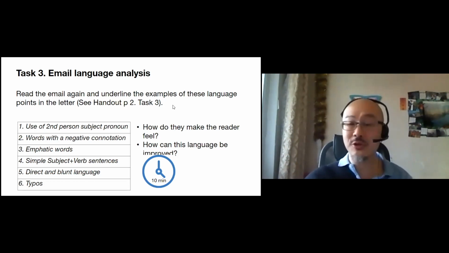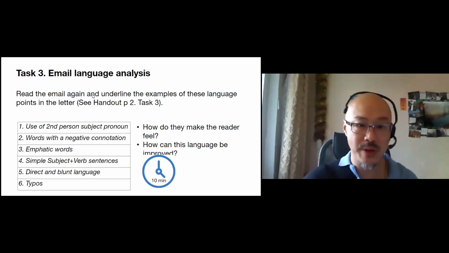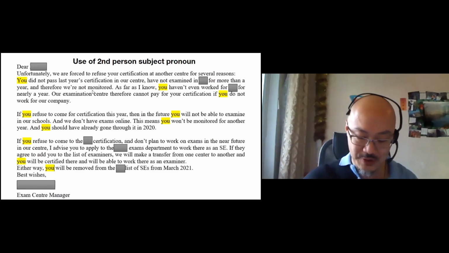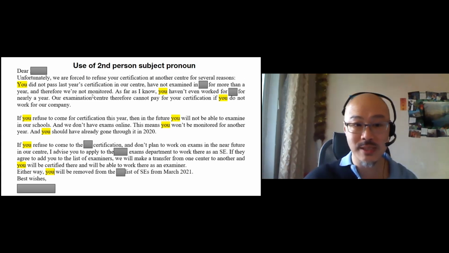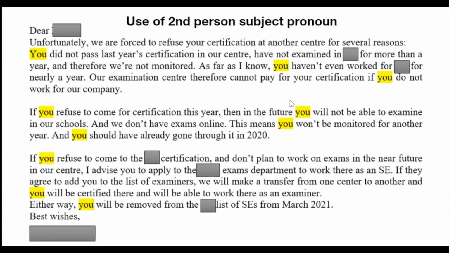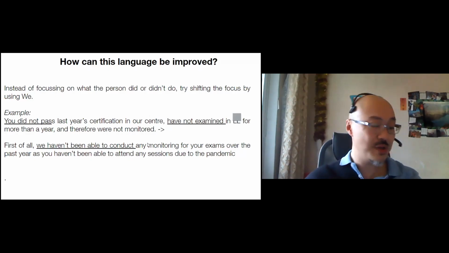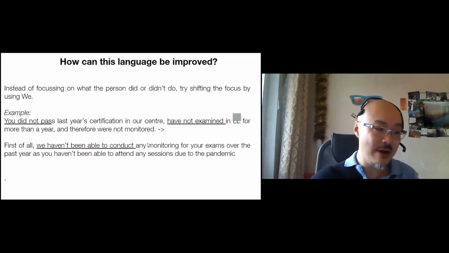So I'm going to show you some examples of how they can be improved. The first point I'm going to show you is about the use of second person subject pronouns. So here are all the ones which you could see. Quite a lot of them. So in my opinion, how can this be improved?